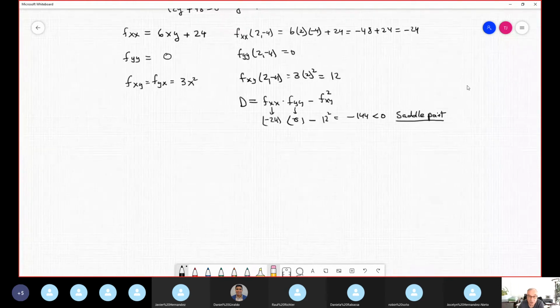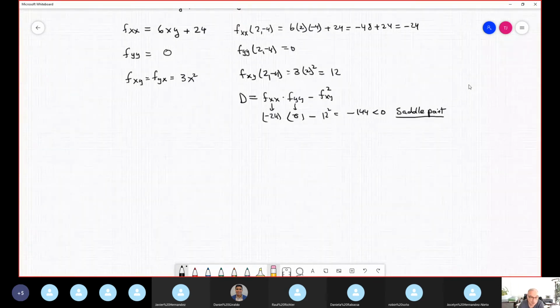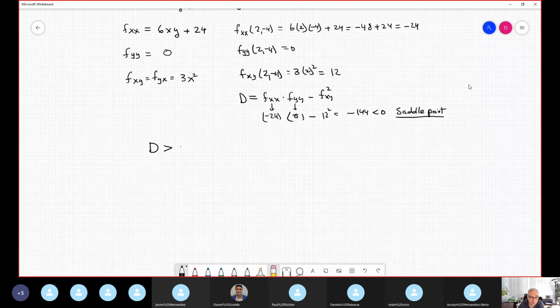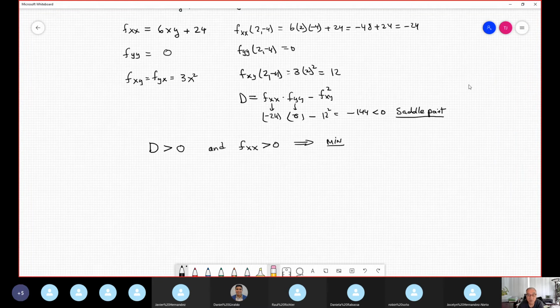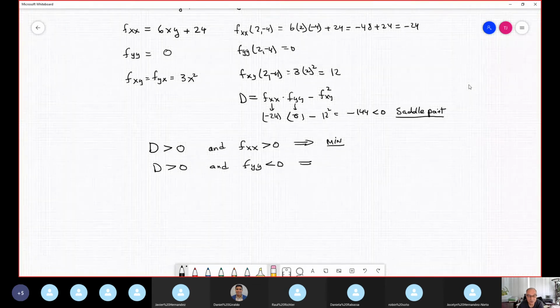The second derivative test in multivariable: D is positive and fxx is also positive. We are talking about evaluating at the critical value, not at all real numbers. Entonces, this is a local minimum. D is positive and fyy is negative. Entonces, this is a max.